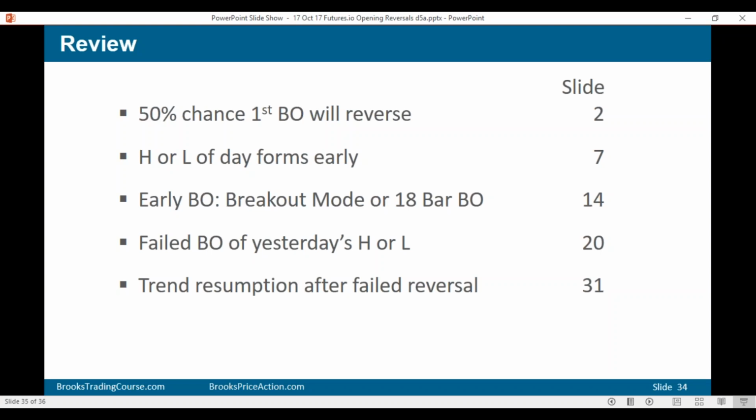And then I talked about failed breakouts above yesterday's high or from below yesterday's low, especially if you get a second entry buy up from below yesterday's low, or a second entry sell down from above yesterday's high. It's a high probability trade, 60% that you're going to make money if you manage it correctly. And then finally, any pattern fails. So if you're getting a reversal from above yesterday's high or up from below yesterday's low, it can fail. If it does fail, you'll probably end up getting a trend.